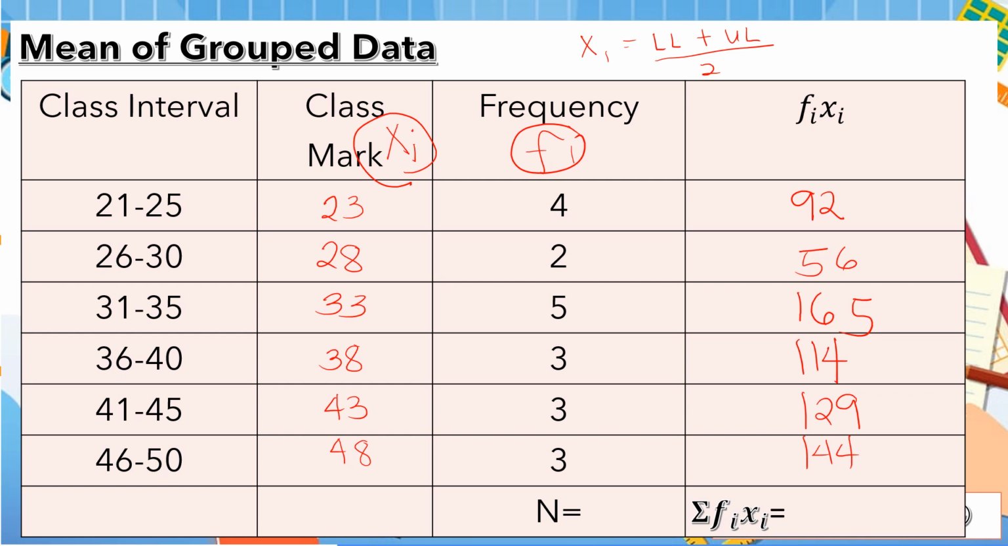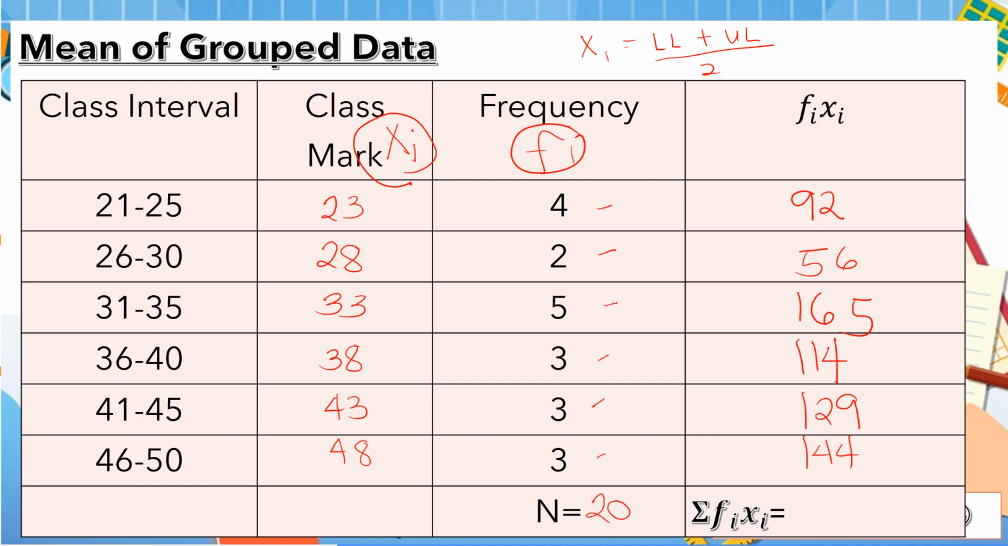So we need to supply the n and the summation of f sub i, x sub i. Remember that the definition of n is the sum of all the total number of observations. So we add 4 plus 2, we get 6. Plus 5, we get 11. 11 plus 3, we get 14. 14 plus 3, we get 17. 17 plus 3, we get 20. Therefore, the total number of observations is 20.